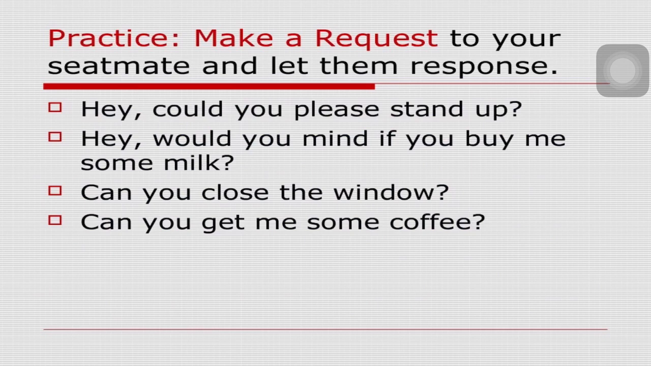Next, can you close the window? The positive response is yes, of course. The negative response is sorry, I can't. Next, can you get me some coffee? For the positive response, you can answer yes, of course. For the negative, sorry, I can't.